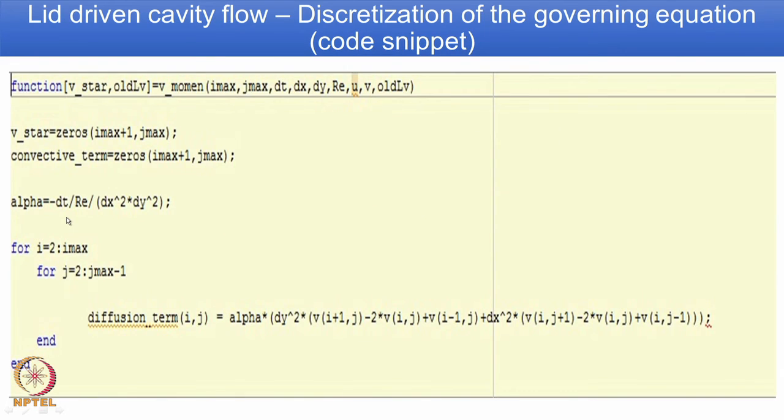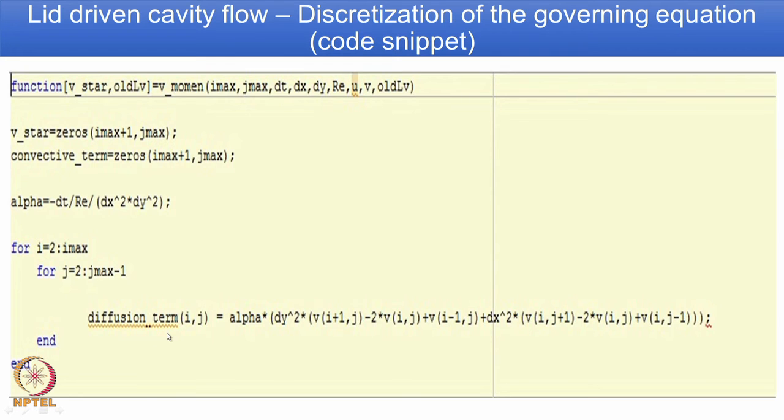The diffusion term is dou squared V n by dou x squared plus dou squared V n by dou y squared. So, if you discretize, we have delta x squared and delta y squared, and this alpha is taking those coefficients appropriately. So, minus dt is brought from the left side, and the Reynolds number associated with the nu, and delta x squared and delta y squared.